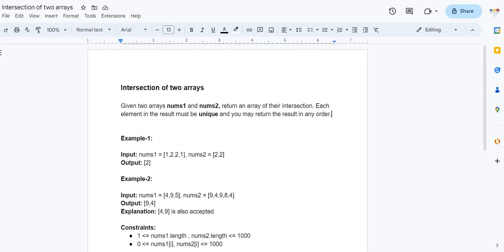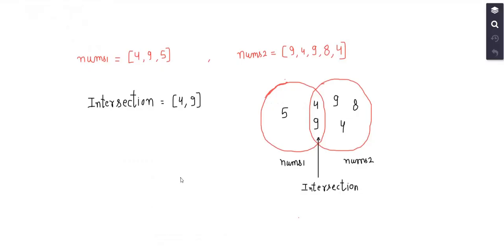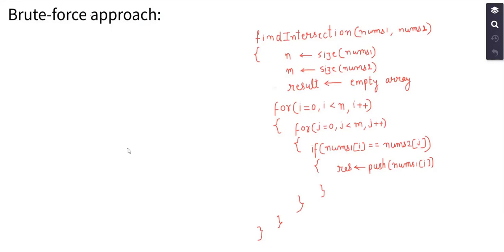Let's better understand the problem statement using an example. As an example, we have two arrays nums1 and nums2, and the intersection is 4, 9 here, because these two elements exist in both of the arrays. Let's see how we can solve this problem.